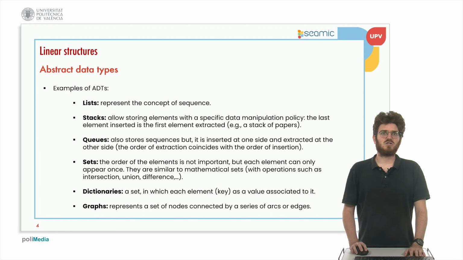Finally, we have dictionaries, which you already know, which are very similar to sets. So the elements do not have an order and they can only appear once. But each of the elements will now be called a key and will have a value associated with it. They can be used for many different things, but for example, they can be used for actual dictionaries. And finally, we have graphs, which are a set of nodes connected by arcs or edges. These can represent a map, they can represent a family tree, they can represent any number of relationships between elements.